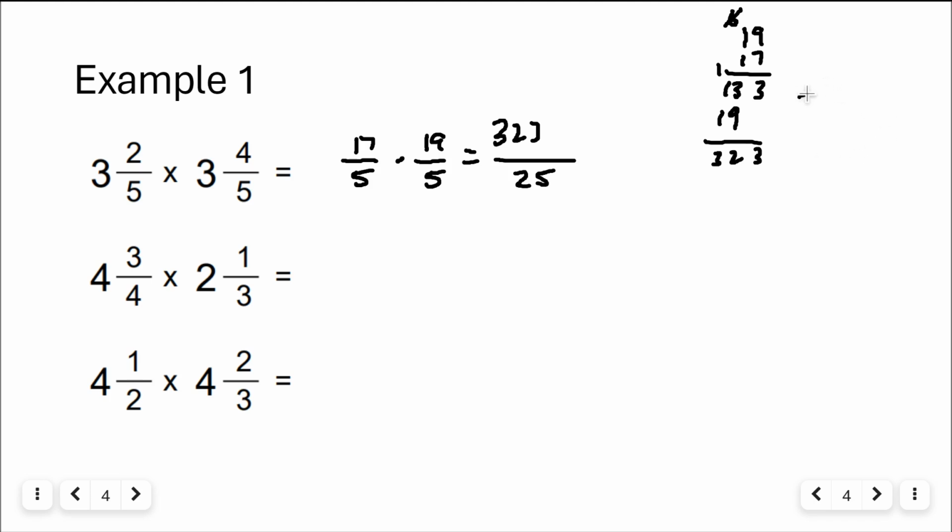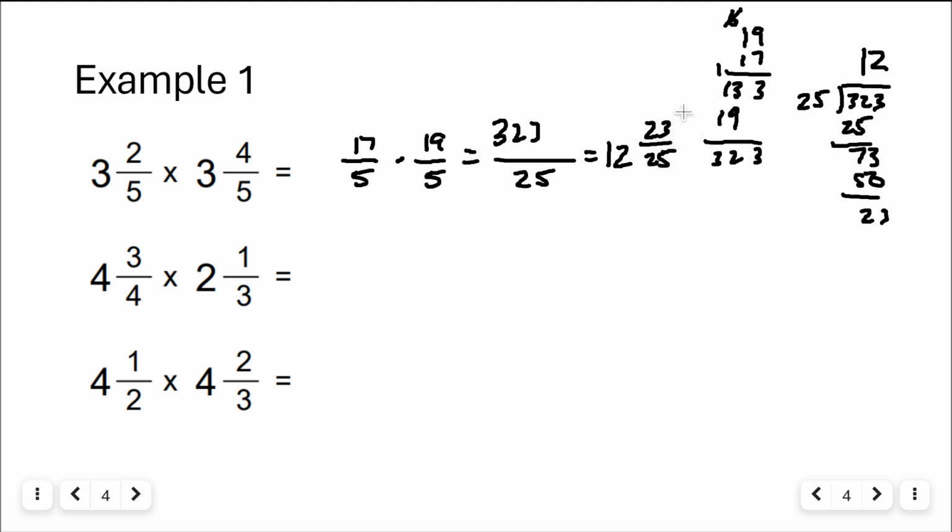So now I got to do 25 into 323. 25 goes into 32 one time. 7 left, bring down the 3. 25 into 73 twice. 23. So that's going to be 12. And 23 was my remainder out of my denominator, 25. 12 and 23 25ths as a mixed number.